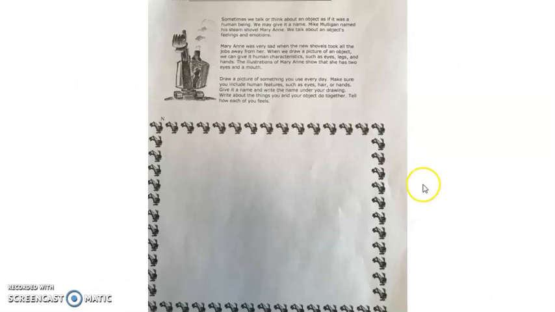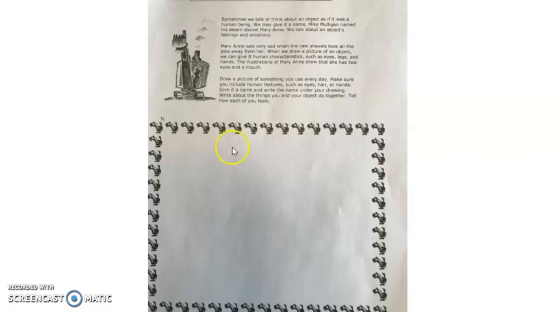Okay, so your assignment for today is to find this page in the Mike Mulligan packet and have your parent read this with you. You are thinking about something that you want to bring to life. Draw a picture of something you use every day. Make sure you include human features such as eyes, hair, or hands. Give it a name and write the name under your drawing. Write about the things you and your objects do together. Tell how each of you feels.